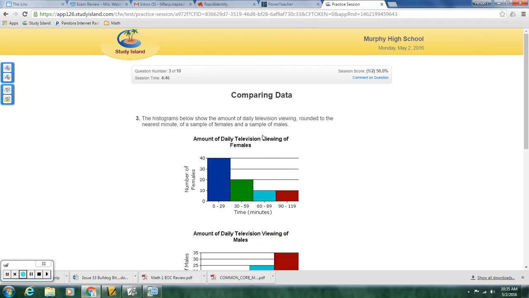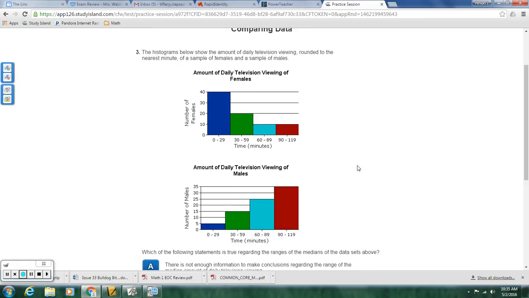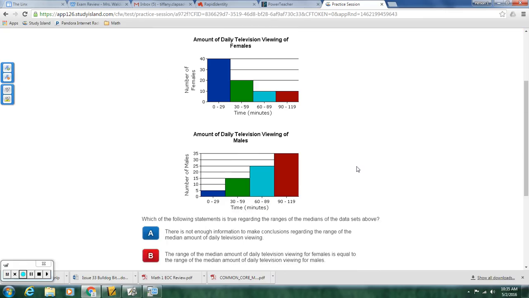Alright, the histogram below shows the amount of daily television viewing rounded to the nearest minute of a sample of females and a sample of males. Histogram. Alright, which of the following statements is true regarding the ranges of the medians of the data sets above? So the medians. So remember, there's 40 here, 10 here.